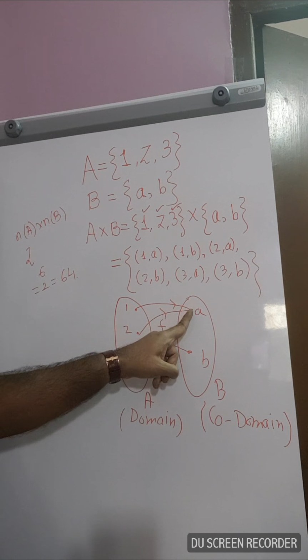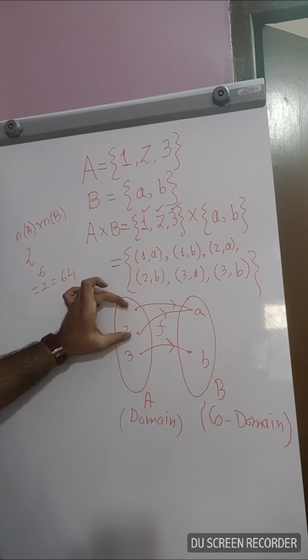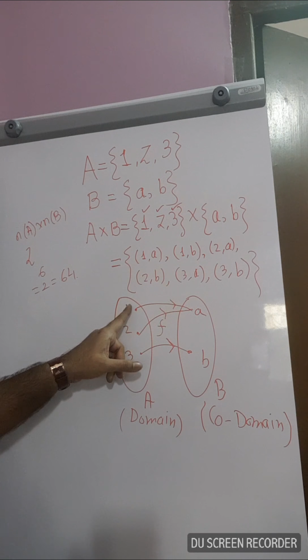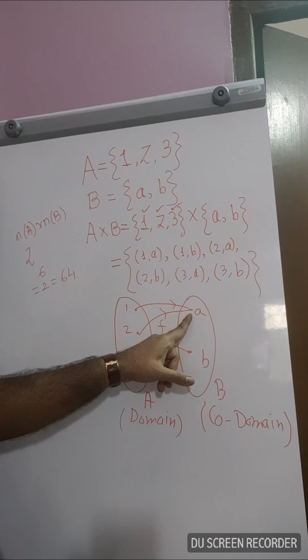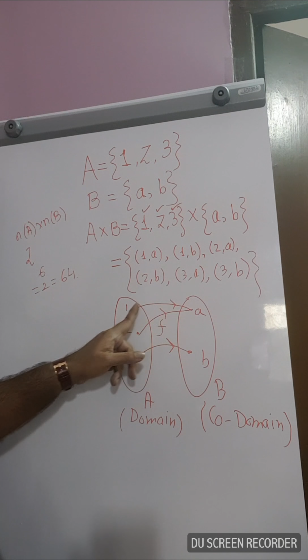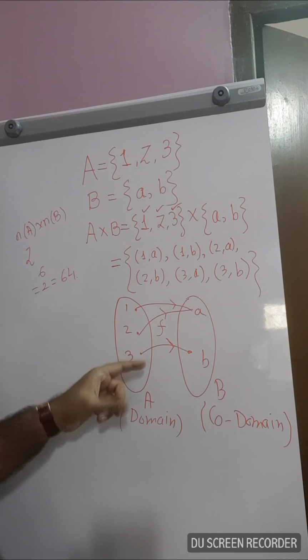Individually 1 has only one image. Individually 2 has only one image. Individually 3 has only one image. It doesn't matter if different objects have the same image, they can share the same image, but individually they are to be linked with one member only. That is, I cannot link 1 to A and again I cannot link 1 to B. That is not a function. So that is the violation of the second rule.